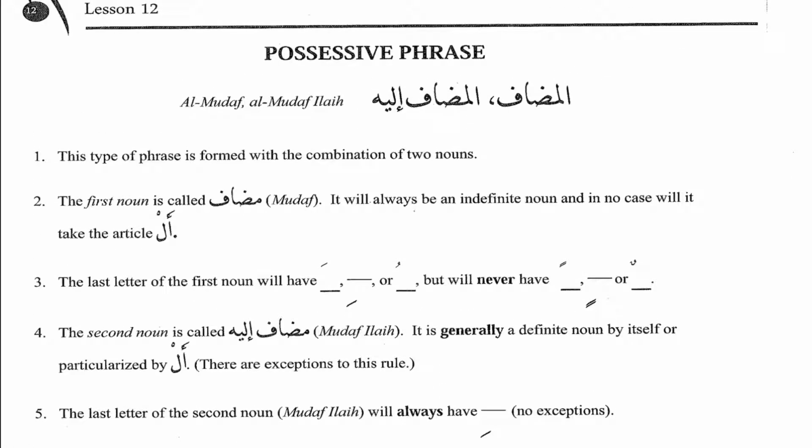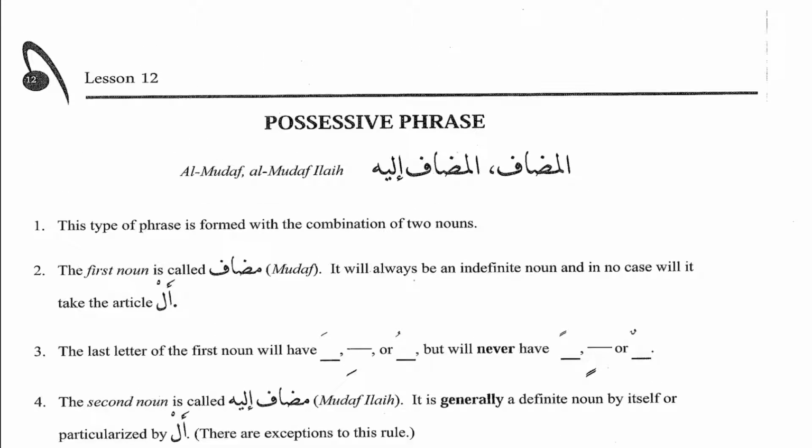Let me also write it down. When you have two nouns together, this will be sifat and mawsuf, or this will be mudaf, mudaf ilaih. This is kind of the short form of how we write it.